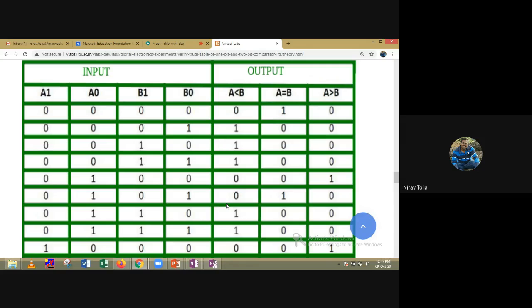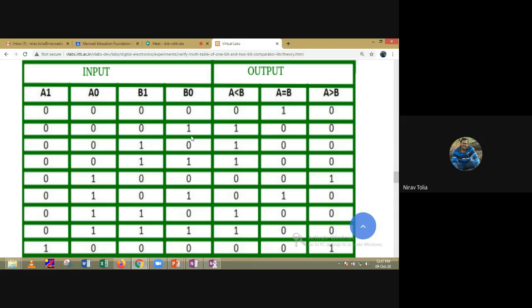So you can see here, if my A1 A0 and B1 B0 are the same, so 0 0 0 0, what that means is my A equal to B. Suppose my A1 A0 is 0 0, my B1 B0 is 0 1. So again it is a 4-bit number, so we have 16 different possibilities starting from 0 0 0 0 to 1 1 1 1. So for 0001, my A is less than B. 0010, again my A is less than B.